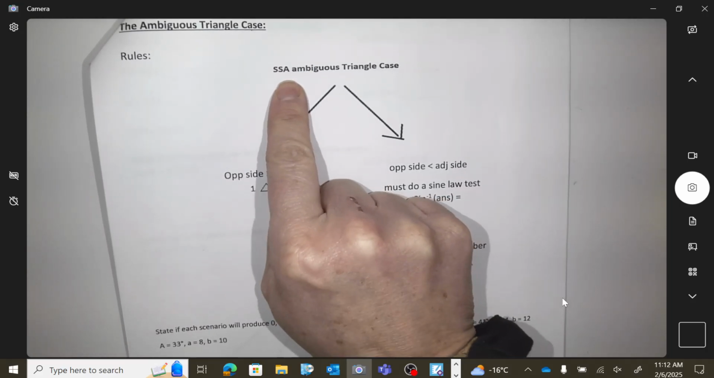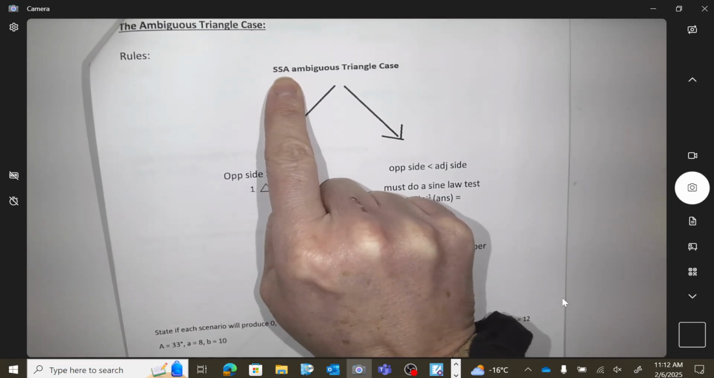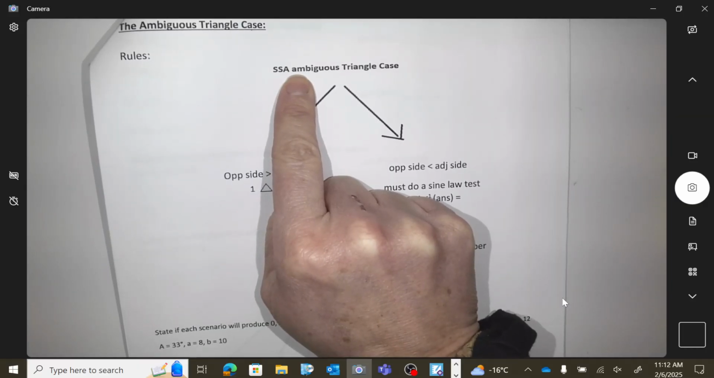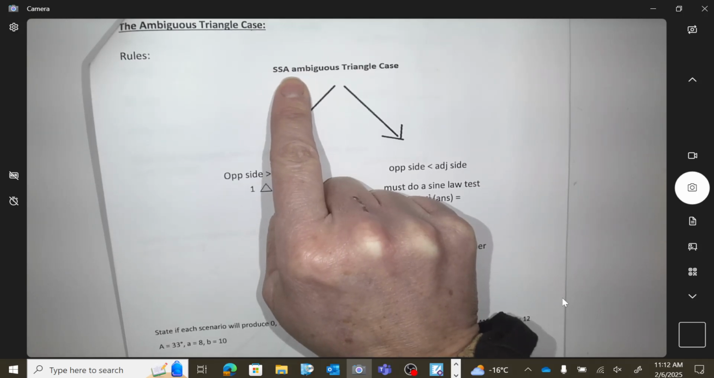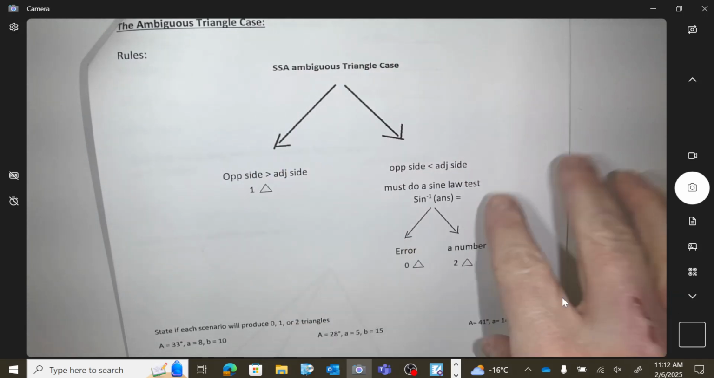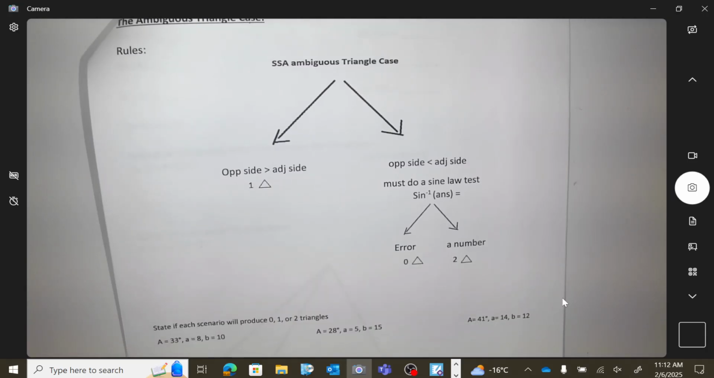But what makes this different than SAS? The angle is not between them. Okay, that's the difference. Got it? The angle is not between them. And then this ambiguous case gets tricky because now we don't know, does it produce one triangle, two triangles, no triangles? And that's what we're going to figure out.